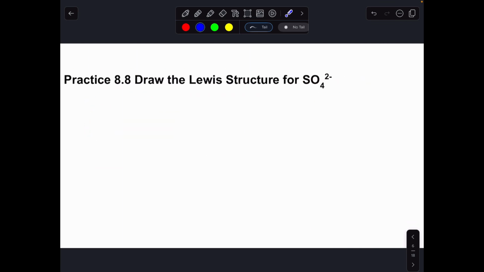All right, I want you to try this practice problem on your own, so go ahead and hit pause on the video. And then once you've had a chance to draw, hit play, and you can check your answer and see how your understanding is coming. If you get it correct, you can have a smiley face.